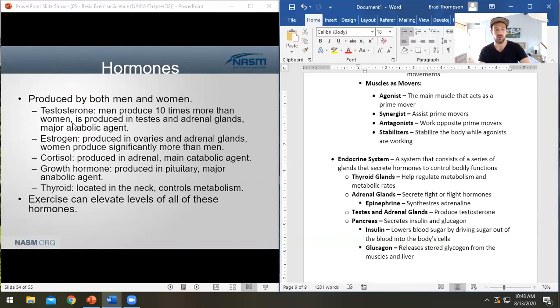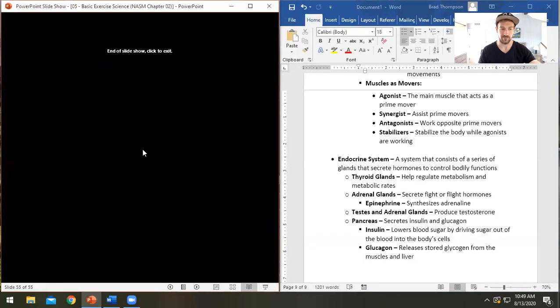So testosterone is a very anabolic agent. It's very good for triggering cytokines to build up your muscular system. Estrogen is also anabolic, but not quite as significantly. Cortisol is a stress hormone that's very catabolic. Growth hormone is also very anabolic. Thyroid speeds up your metabolism. And we know that exercise can elevate literally all of these things. So we want to do that, but we want to watch how much stress we are creating, because we don't want too much cortisol. And that's really our whole conversation on hormones.